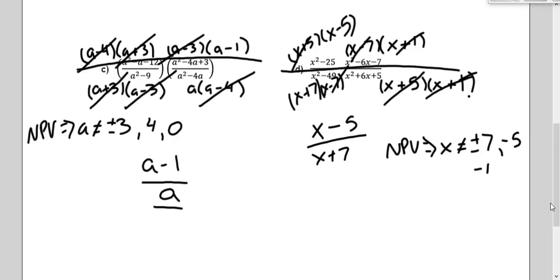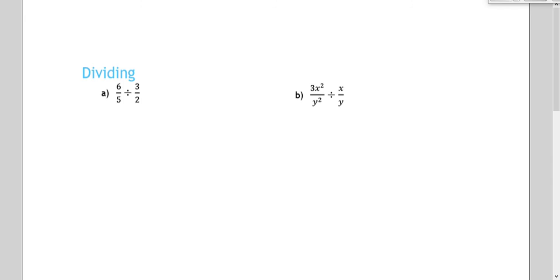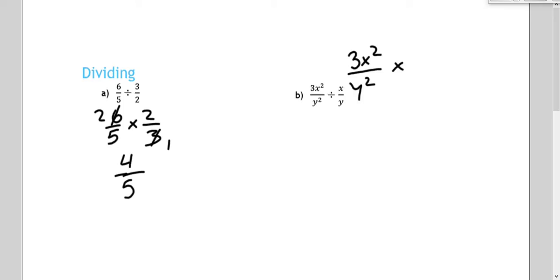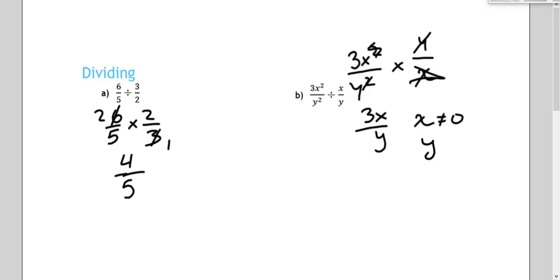Okay, that was multiplying. Dividing is really similar, just like how we used to in fractions. So remember, when we did it with fractions, you have to multiply by the flip or the reciprocal, and you can reduce at this point if you would like. So you get 4 over 5. Now if we're doing it with this one, we have to remember that it's 3x squared y squared multiplied by y over x. So we can cross one here, and you get 3xy, where x cannot equal 0 and y cannot equal 0.